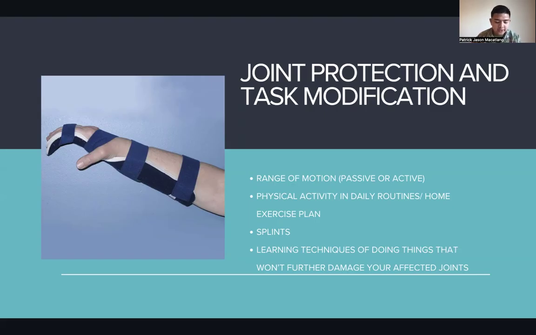Finally, we would teach you joint protection techniques, doing things that won't further damage your affected joints. For example, if someone has joint pain in their fingers caused by RA, we would instruct you to open a bottle or a jar with your palm and not your fingers, as we want you to put less strain on the joints, and we would want you to use the strongest, largest joint available.